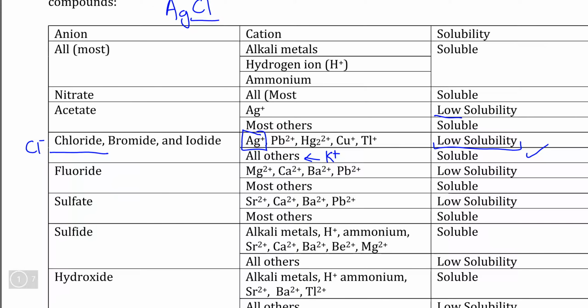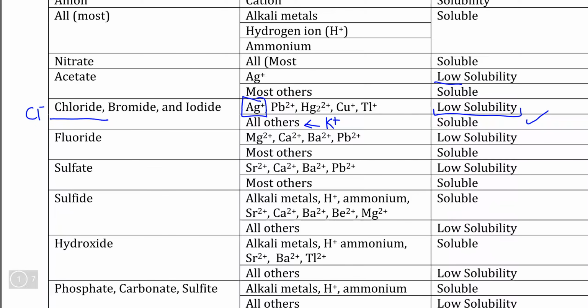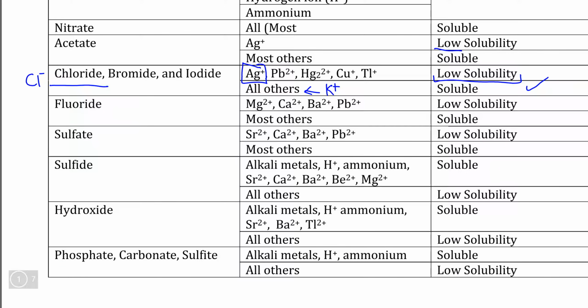Next, if we consider our sodium sulfate, we can find where sulfate is here. We can check the ions that do not cause a soluble compound to form, and we see that sodium is not on that list. Therefore, sodium must be under the all others category, and therefore sodium sulfate is a compound that is fully soluble within water.